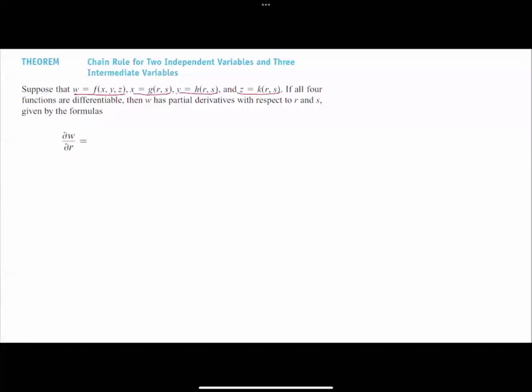The partial derivative of W with respect to R is the partial derivative of W with respect to X times the partial derivative of X with respect to R, plus the partial derivative of W with respect to Y times the partial derivative of Y with respect to R, plus the partial derivative of W with respect to Z times the partial derivative of Z with respect to R. Now, let's go to the second free variable S.